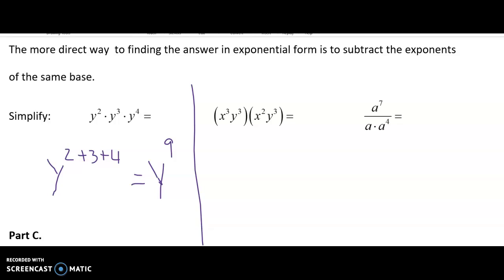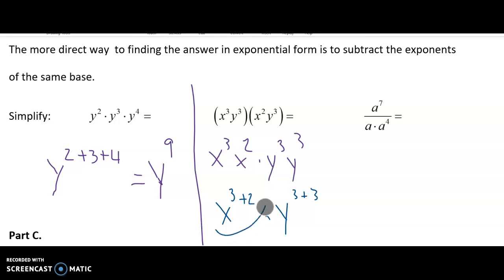Next, we have x to the third, y to the third times x squared, y to the third. Well, we know that we can multiply in any order, so I'm just going to rewrite this as x to the third, x squared times y to the third, y to the third. I can add my powers with the same base, so I'll come up with x to the 3 plus 2 times y to the 3 plus 3. From here we can get our final answer.